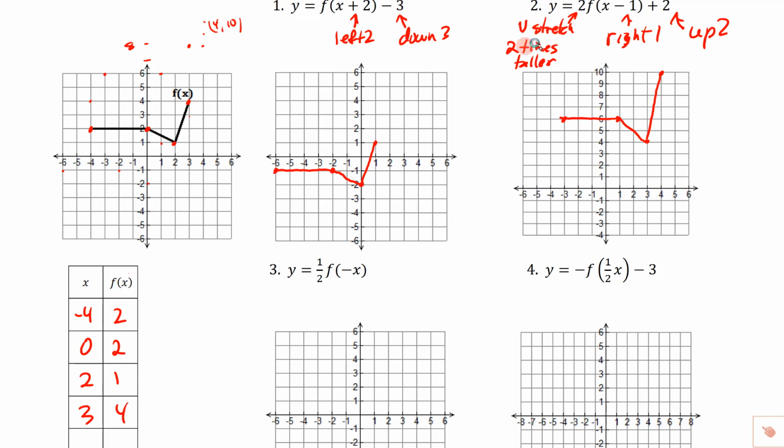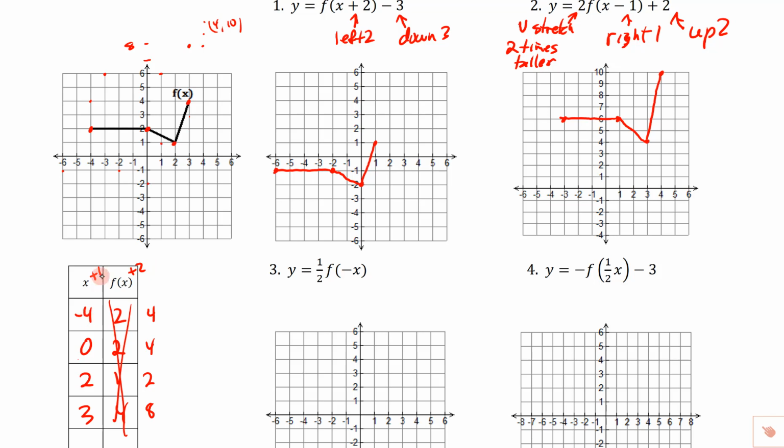Here's what we're going to do first. We're going to make all of those y values twice as tall. So I'm going to take each one of these and I'm going to double them. So this is going to be 4, that's going to be 4, that's going to be 2, and that's going to be 8. Now I'm going to go ahead and lightly cross those off because these are the new x and y coordinates. And now what I need to do is I need to move these right and up. So I need to add 1 to every one of these x coordinates, and then I need to add 2 to every one of the y coordinates.